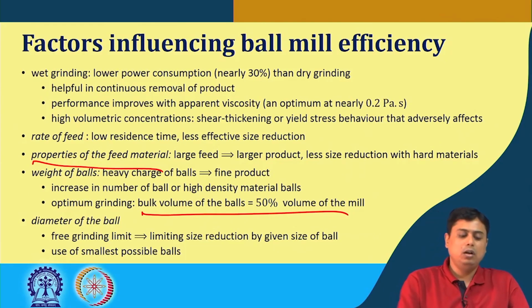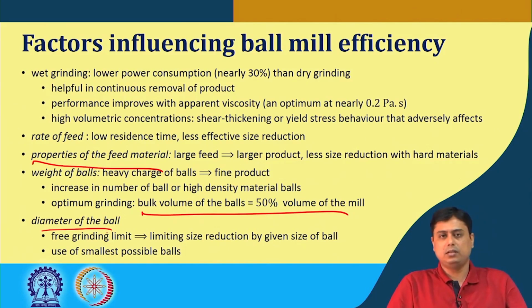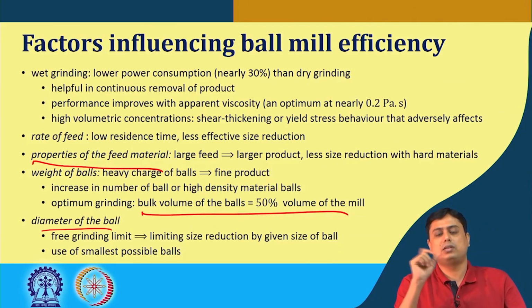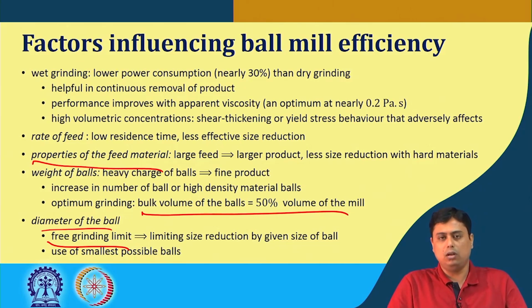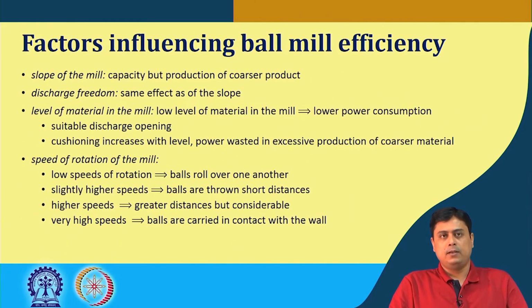The diameter of the ball is also an important parameter, because for a given size of balls there is a limitation on the size reduction ratio, that is called the free grinding limit. The attempts should be made to use the smallest ball as small as possible. The slope of the mill, we have discussed this, that the capacity increases, but it results in the production of coarser product because the residence time goes lower.